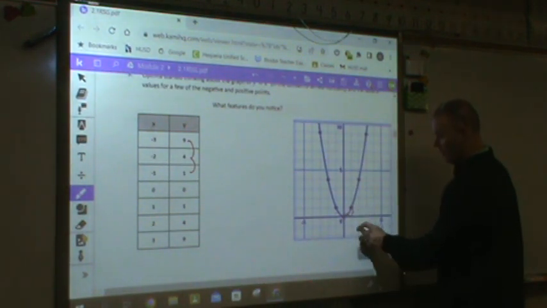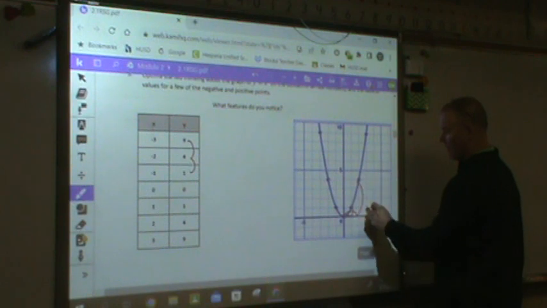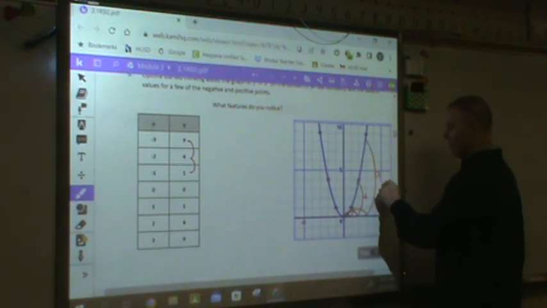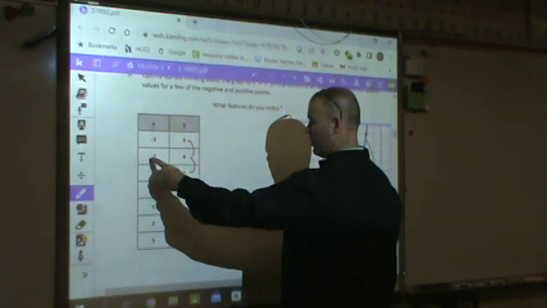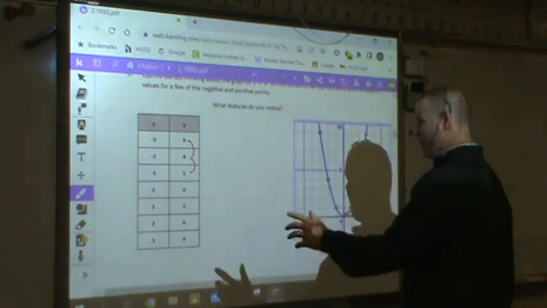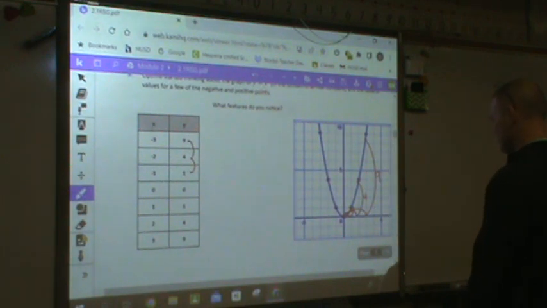Over 1, up 1. Over 2, up 4. So there's 1, 4. Over 3, up 9. Right? Over 1, up 1. Over 2, up 4. Over 3, up 9. That pattern, we'll see that pattern a lot. We'll see another one as well, but we'll see that one a lot.